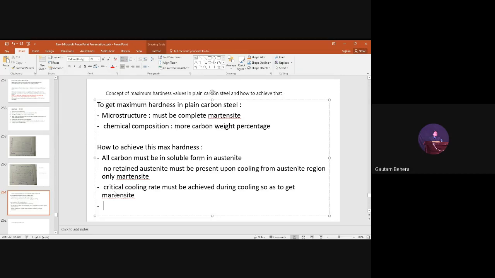Anything else? And the interesting point is there should be no auto tempering. No auto tempering of martensite. How many of you remember what happens if tempering occurs? And due to what thing, what happens? How many of you remember the auto tempering process? What happens during tempering? Yes.